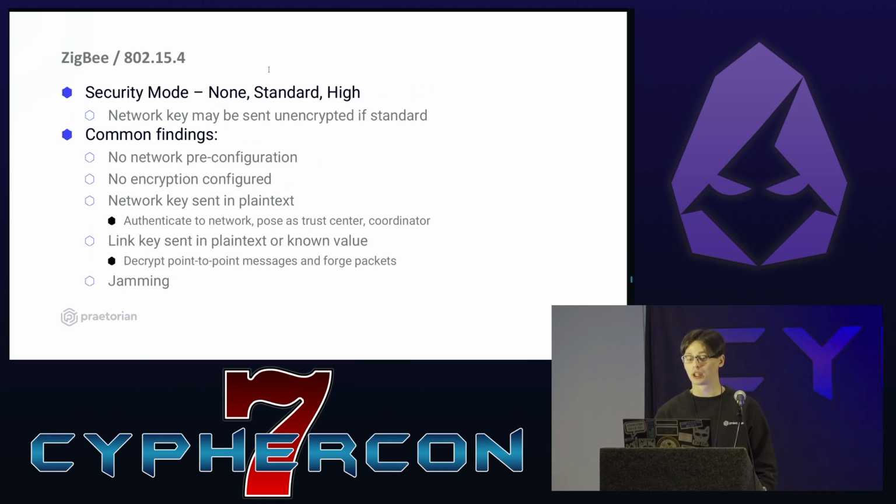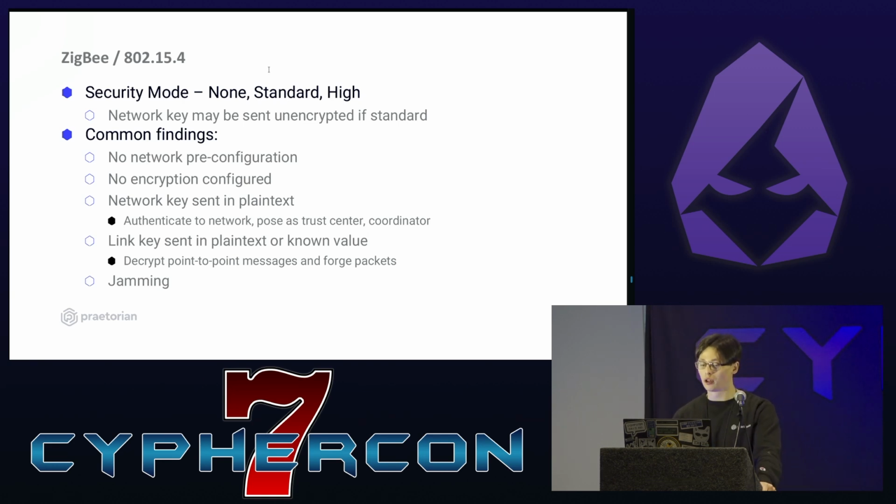Some things we might be looking for, a lot of these are with how the network is configured and how encryption is configured in the network. If any of these keys are sent in plain text, we may be able to authenticate and pose as some of these special devices or decrypt point-to-point messages between devices in the network. One of the important things to know about Zigbee is it works as a mesh network. So all of the devices might not be connecting to, say, the internet themselves, but they'll connect to each other and they can pass around data until it gets to a broker that may send that up to the cloud.